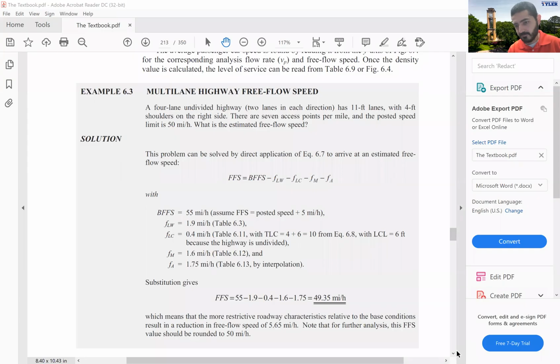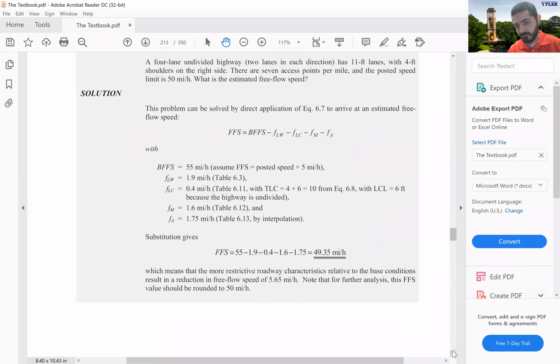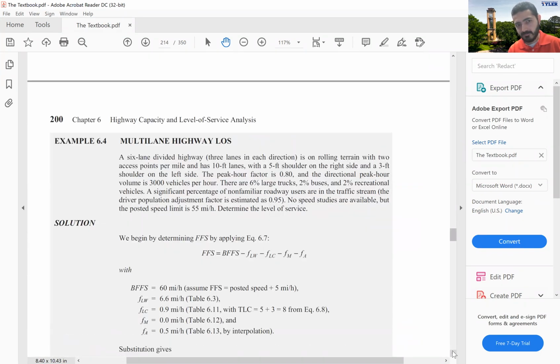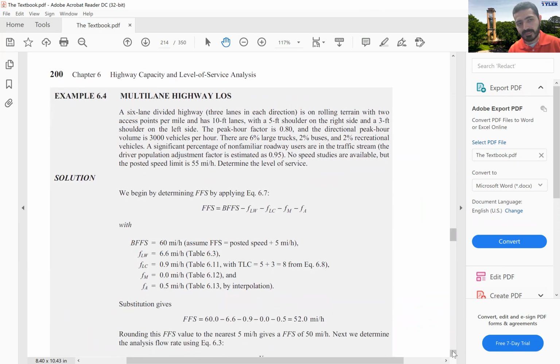All right. Let's keep marching on now. The next example, example 6.4. This is now how we can get the level of service for a multi-lane highway. So last example, we just stopped at obtaining the free flow speed. Now we're going to get the level of service for that structure. So let's go back to the textbook and get example 6.4, a multi-lane highway where we need to get the level of service.